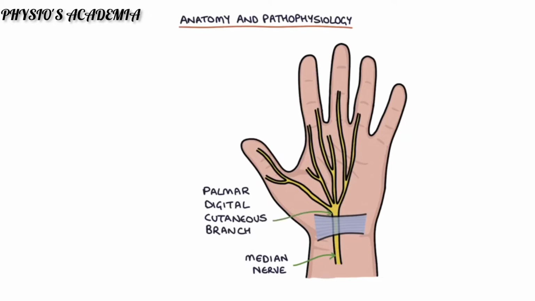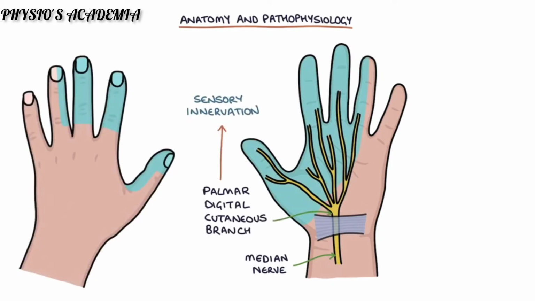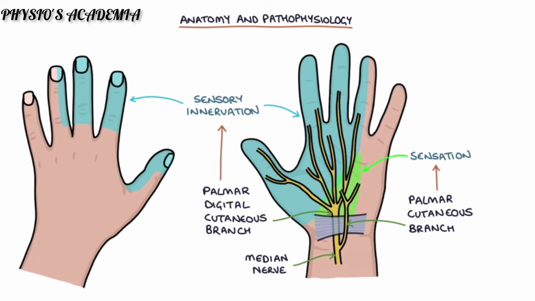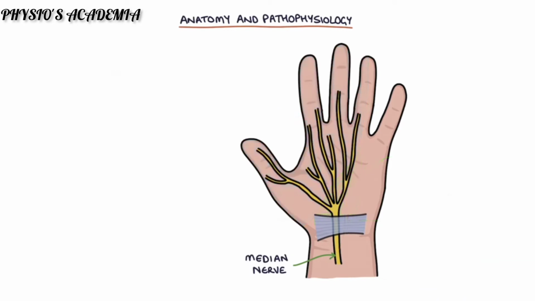The branch of the median nerve that passes through the carpal tunnel is called the palmar digital cutaneous branch, and is responsible for sensory innervation of the palmar aspect and the full fingertips of the thumb, index and middle finger. It's worth noting that the palmar cutaneous branch of the median nerve provides sensation to the palm. However, this branch originates before the carpal tunnel and doesn't travel through it. Therefore, it's not affected by carpal tunnel syndrome.